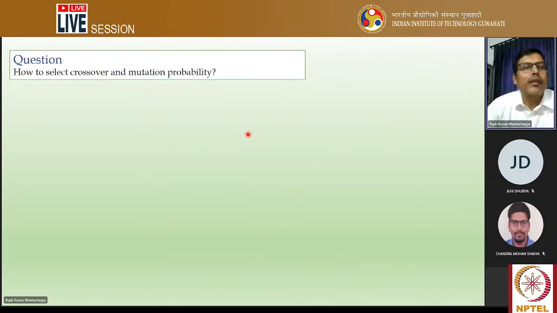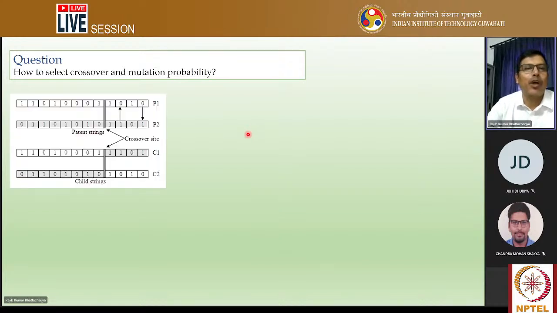Then there was some confusion about how to select the crossover and mutation probability. I said that generally the crossover probability should be high, around 0.8, 0.9, 0.7, something like that, but the mutation probability should be very low. We have to understand the function of crossover and mutation before selecting their probabilities. So this is the single point crossover.